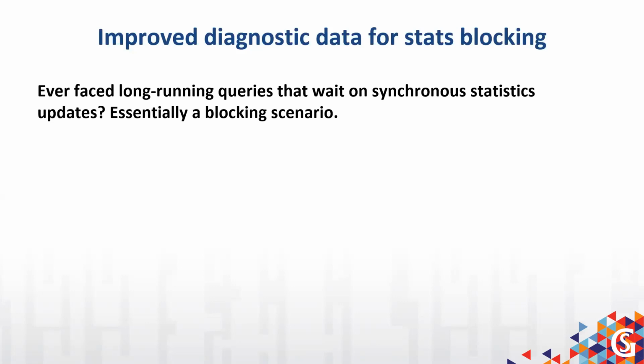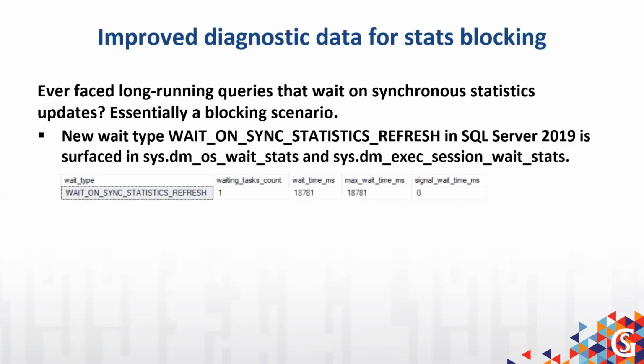But if you have a very complex query with a lot of statistics being loaded, and those statistics are created on very large tables, that can take some time. And you essentially see a blocking scenario there, but a blocking scenario that you had no insight into. So we've added this new wait type, which is called WAIT_ON_SYNC_STATISTICS_REFRESH. This is in SQL Server 2019. We'll be looking at whether we can backport this wait type into other releases, like 2017 at least.